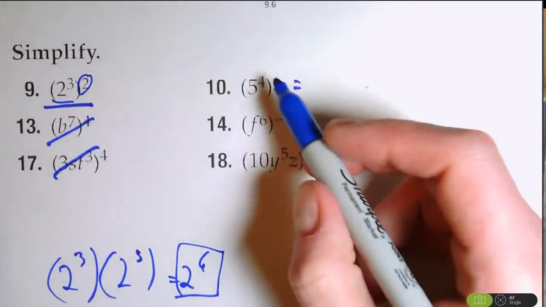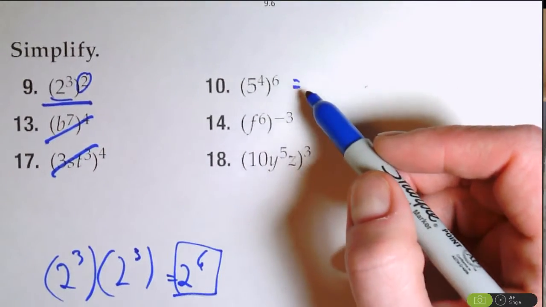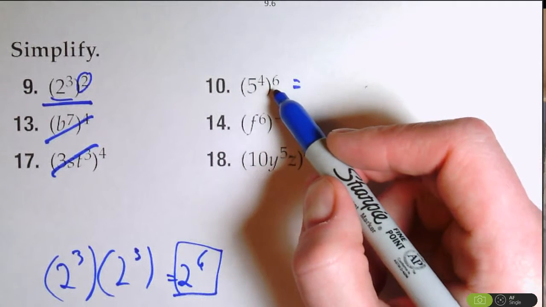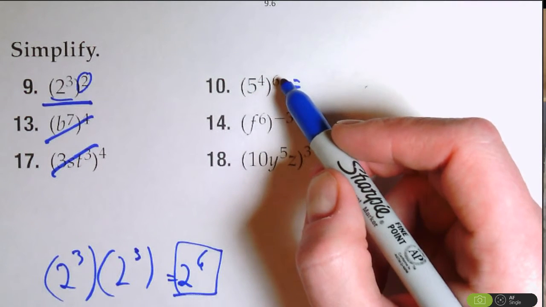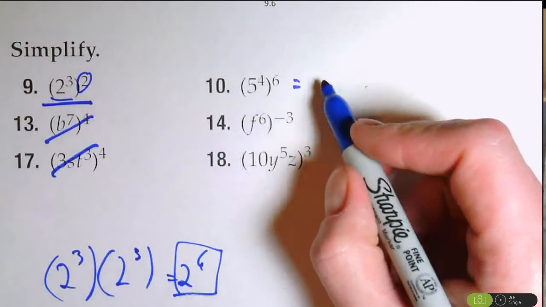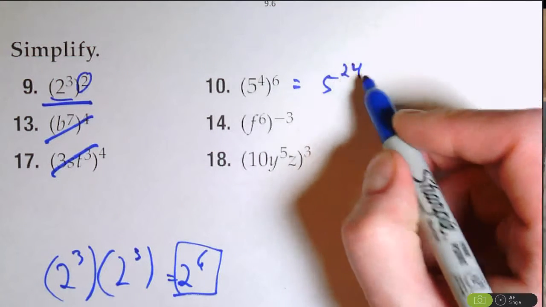So for number 10, if I think of it this way, I have 4 5's to begin with, but they're going to happen 6 times. So if 4 happens 6 times, that means we have 24 of it.